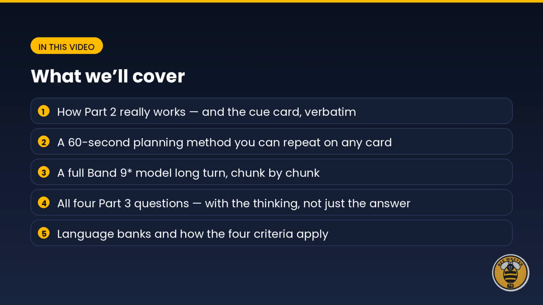Here is the plan. First, how part 2 actually works. Then the cue card exactly as it is printed. Then a 60-second planning method, a full model long turn, and all 4 part 3 questions with the thinking behind each answer. We finish with a language bank and the band 9 criteria.